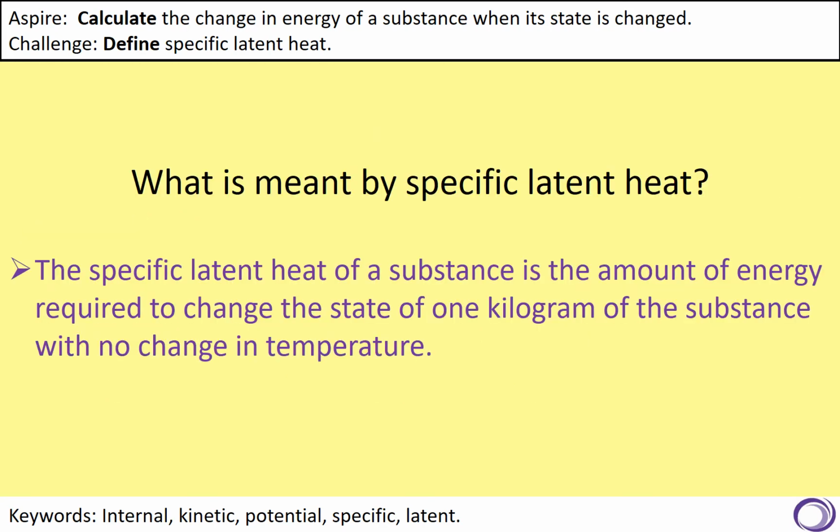So specific latent heat. We've done latent heat, but the specific latent heat of a substance is the amount of energy required to change the state, so going from a solid to a liquid, or liquid to a gas, of 1 kilogram of substance when there's no temperature change. So a little bit different to specific heat capacity. This is just about changing the state of 1 kilogram of substance and not having a change in temperature. And it's still the amount of energy needed to do that.